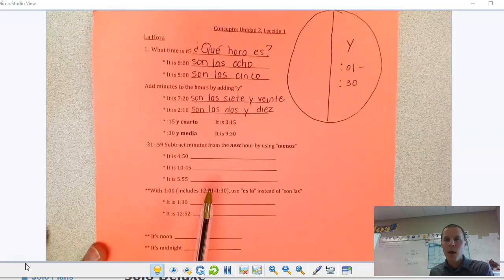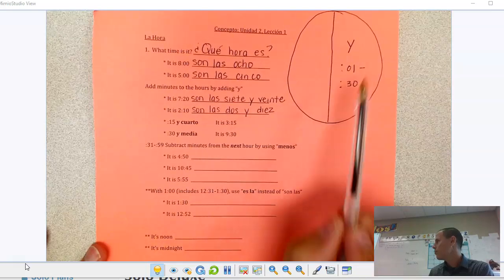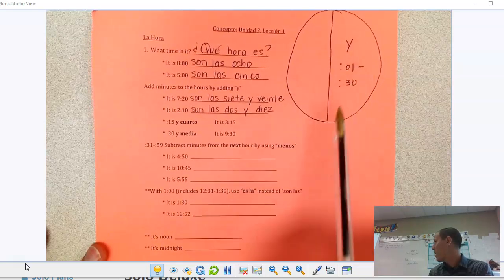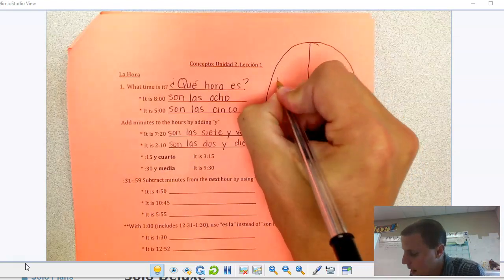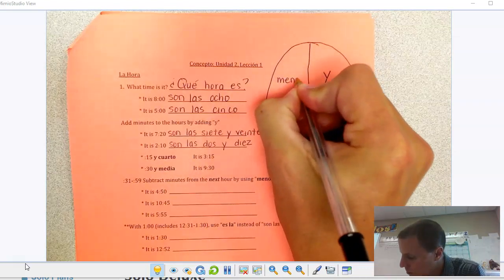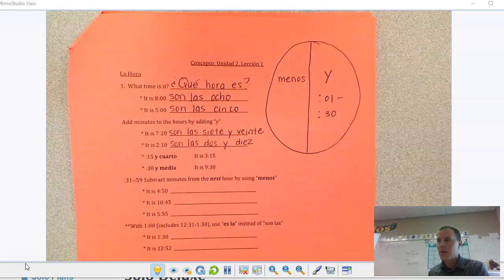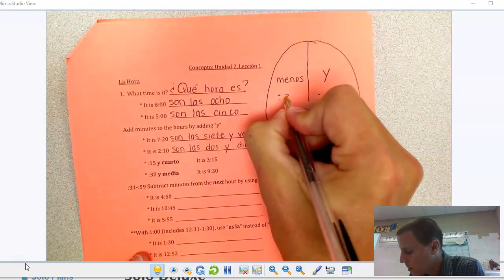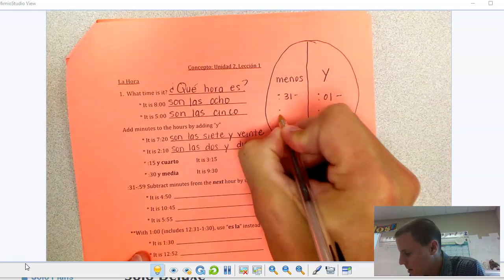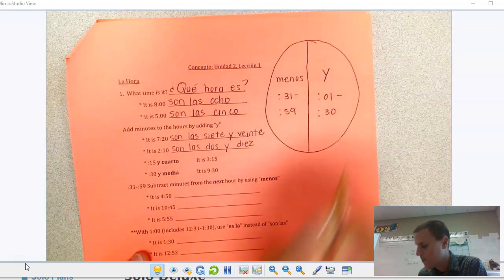Okay. Questions with the right side of the clock? Should be easy since we've kind of been doing it with the higher numbers. On the left side of the clock, we subtract time. So I'm going to write menos. So we're going to minus some chunks of time. We'll minus if the minutes are between 31 and 59.